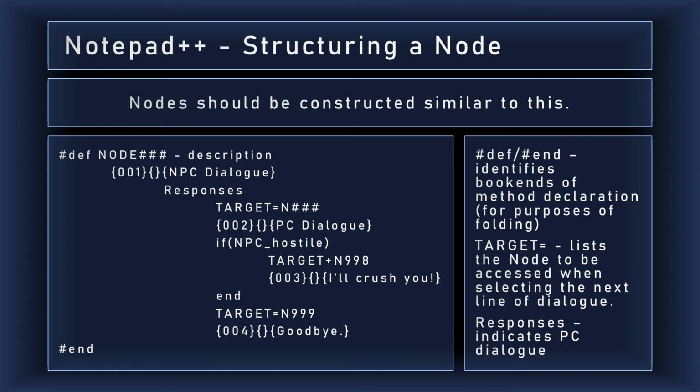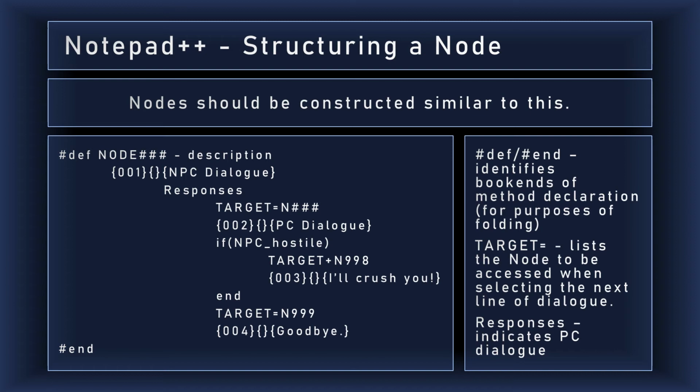I'll go ahead and move down a line, tab in. The tab indentions in PowerPoint are a little bit more rigorous than I would like, but it does a good job of visually delineating how this works. Responses, which I usually put in all caps, it will go ahead and bold it, turn it blue, and put it in italics, I believe, again, for visual separation. Target equals N and then 3 numbers. So whatever node is supposed to be triggered when we go there.